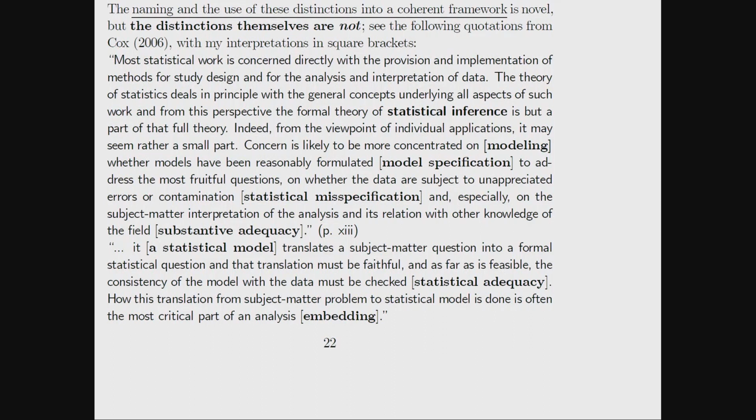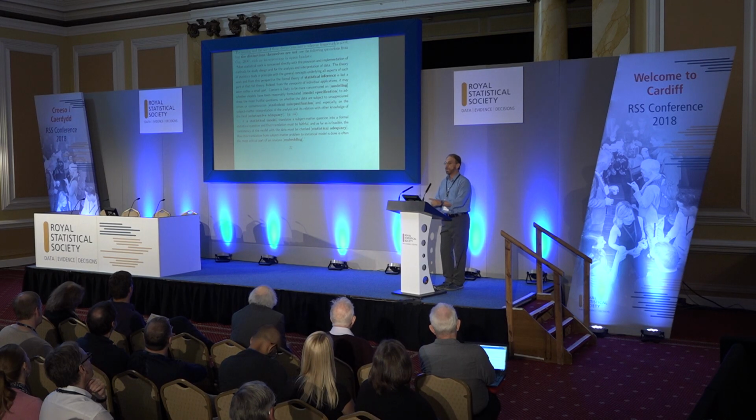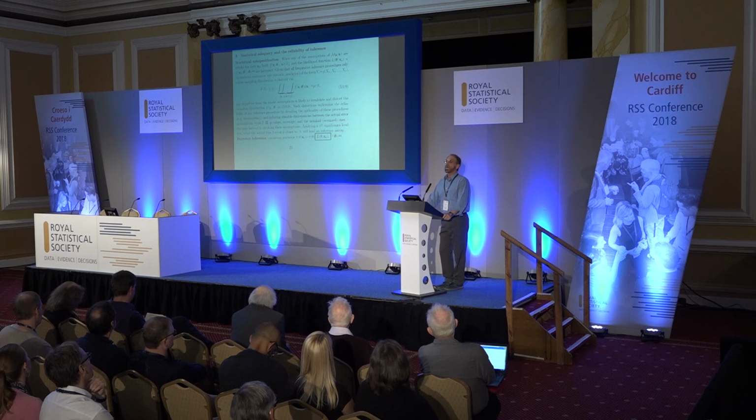So a lot of this terminology and the framing is mine, but a lot of the ideas are actually very old. So to make my point here, I have quotations from David Cox's book with my interpretation of what he's saying in square brackets. He's distinguishing between modeling and inference. He's distinguishing between statistical misspecification, the substantive adequacy, and also some of the other notions are there. Please read it, and you will see what is going on.